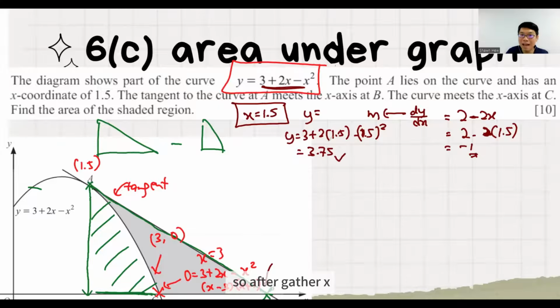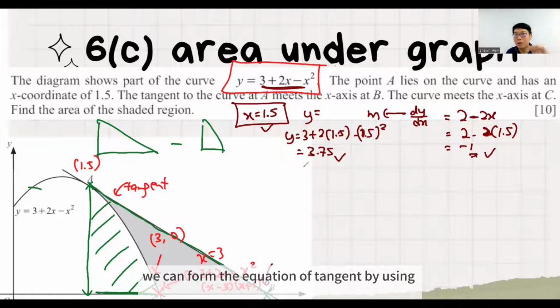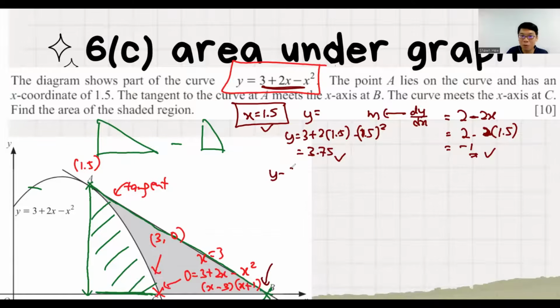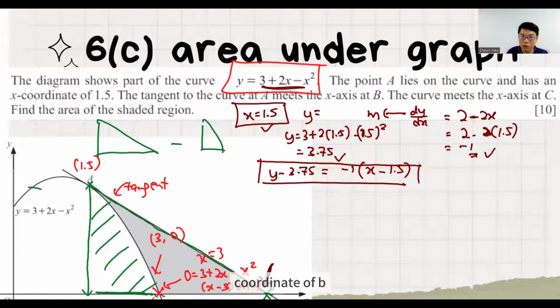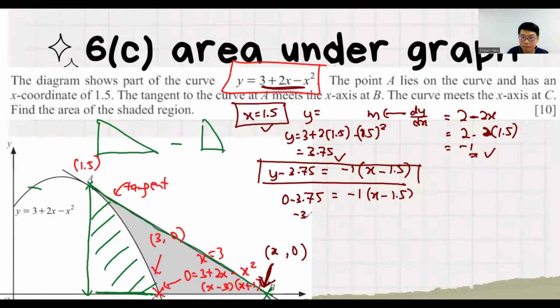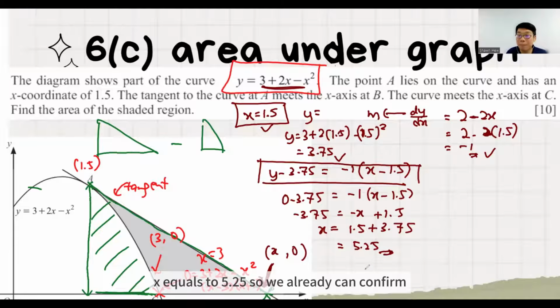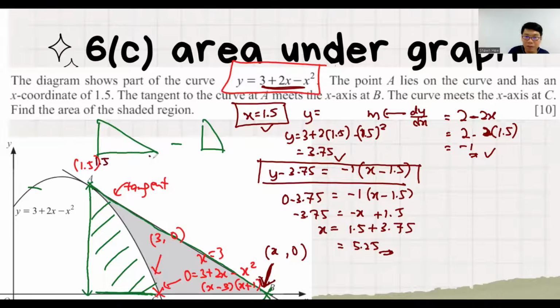So after we gather the x, y, and gradient, three pieces of information, we can form the equation of the tangent by using y minus y1 equals m(x minus x1). We have the equation of the straight line. We can find the coordinate of B because x-axis means y equals 0. Subs in y equals 0. X equals 5.25. So we can already confirm (1.5, 5.25).